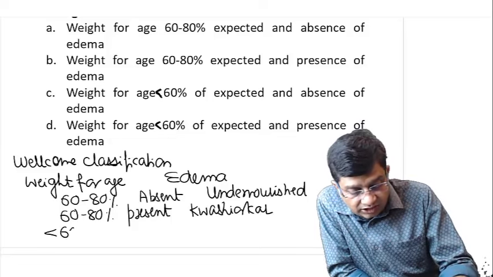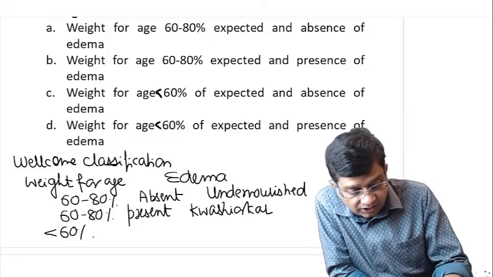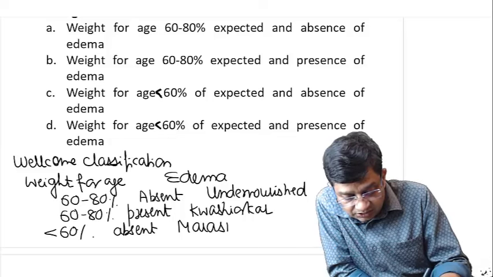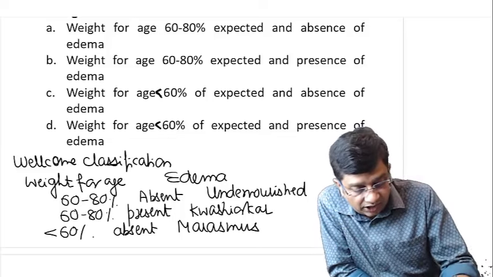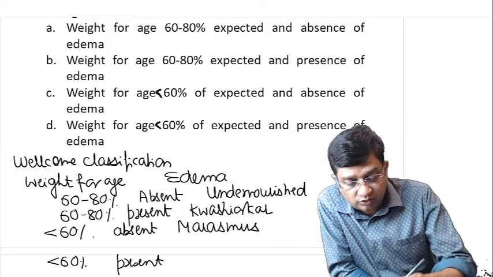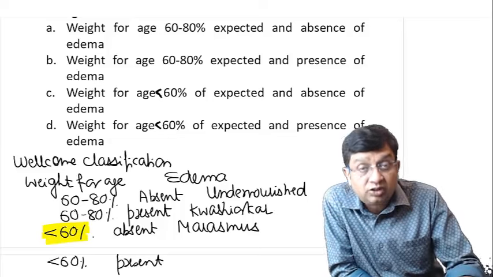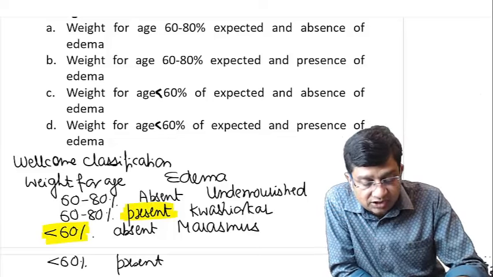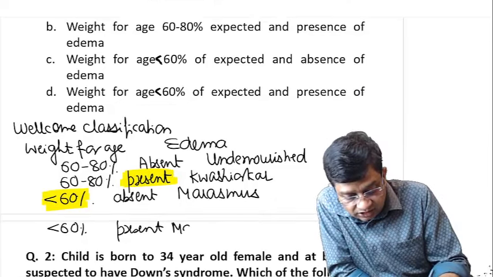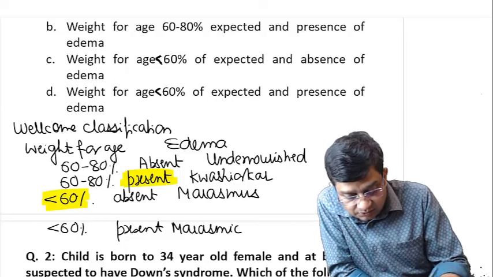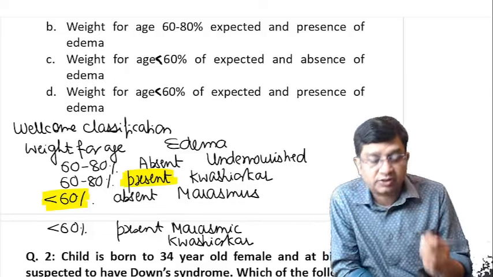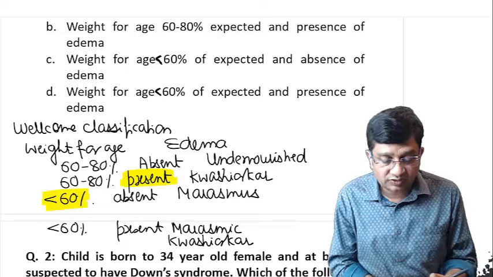If the weight for age is less than 60% of expected and edema is absent, you call this child marasmus. And if it is less than 60% and edema is present, you label it kwashiorkor. If both criteria are fulfilled, this is called marasmic kwashiorkor. So this is the Wellcome classification, right?